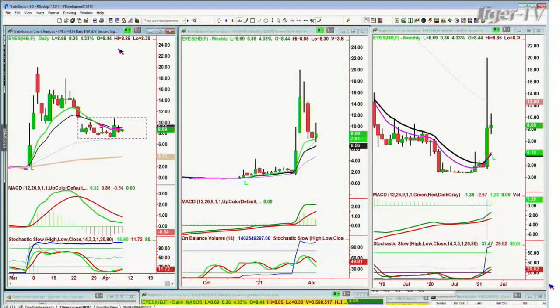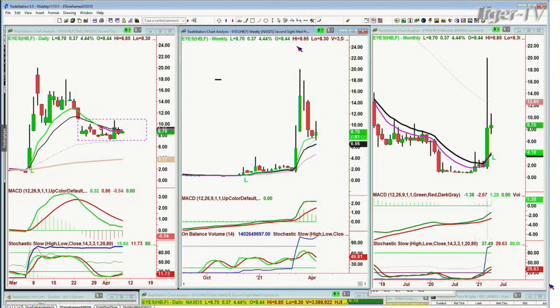A question about EYES. What is the name of this? I've never actually looked at the name. Second Sight Medical. All right, so it's trading at $8.69, up 37 cents. Sounds like a lot because it's up 4.4%, but it's stuck in the range. And let me just show you, there's the one rectangle. It's been there for 2-3 weeks, and now it's got another little rectangle.